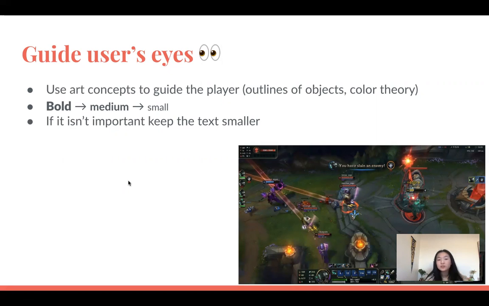But other than that, you can also use typography. So if you have important words or important statements, put them in bold. And if it's not as important, then keep the text smaller.